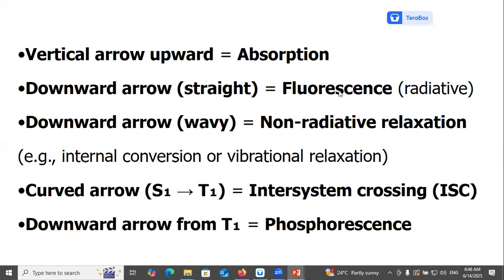Downward arrow, fluorescence; downward arrow, non-radiative relaxation, internal conversion; S1 to T1, intersystem crossing; and down from T1, phosphorescence.